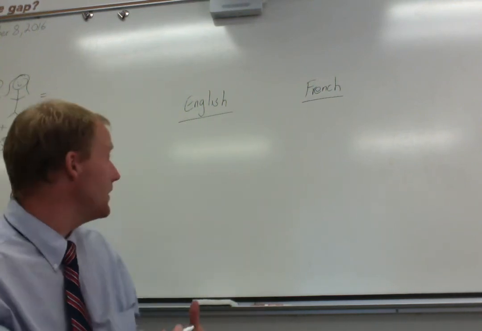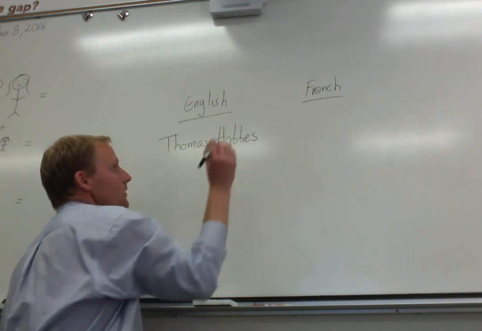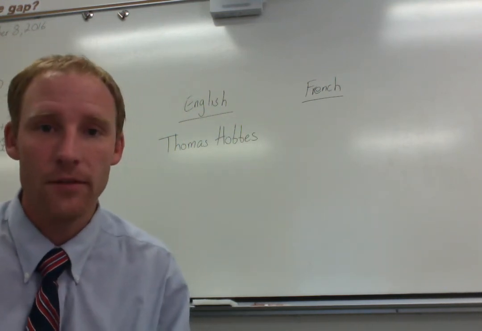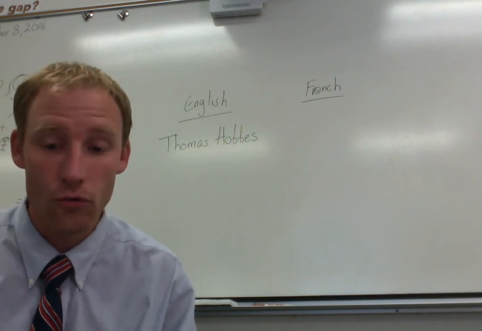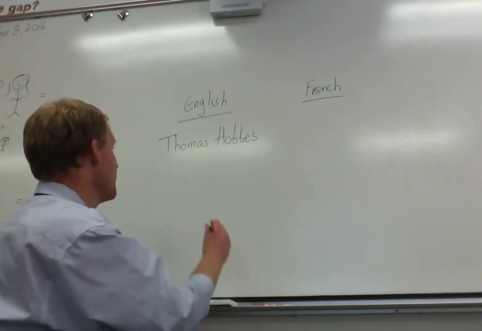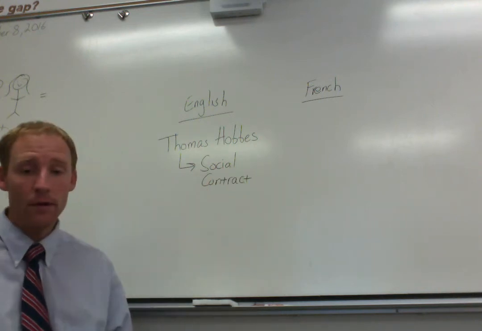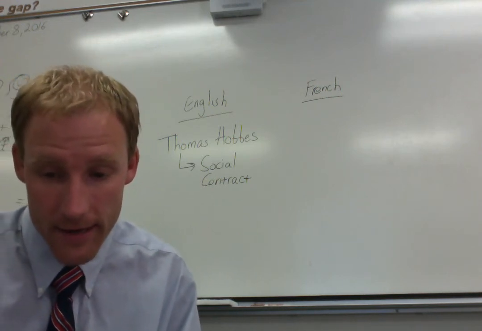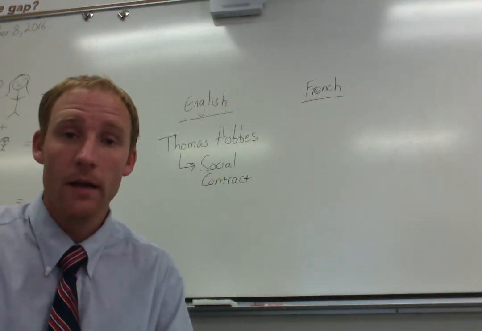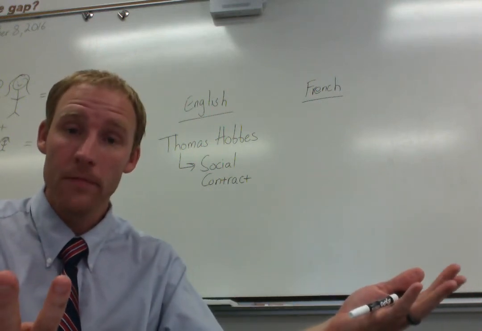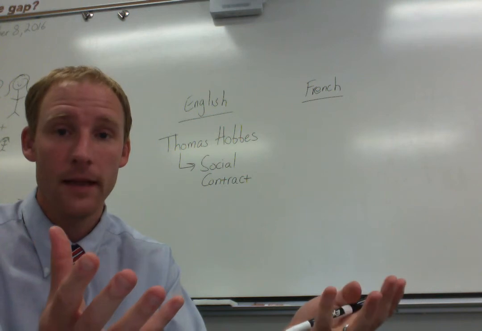The first name that you need to know in terms of English was Thomas Hobbes. Thomas Hobbes is important for us to know about because of an idea that he came up with called the social contract. And what the social contract means is that there is an unwritten agreement between the people and the ruler. Right? The people give up power to the ruler in exchange for protection. For Thomas Hobbes, that's what the social contract meant. The people give up power to the ruler in exchange for protection.